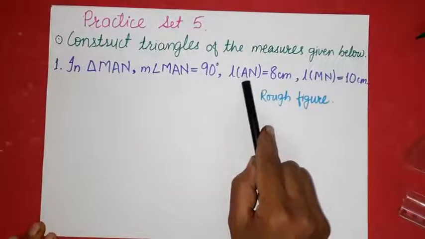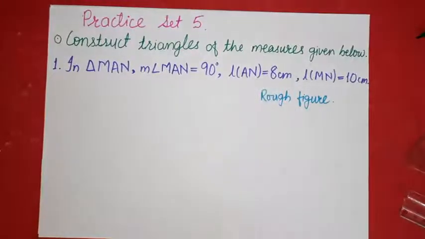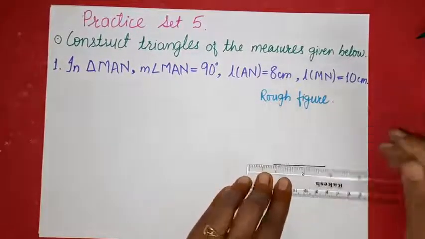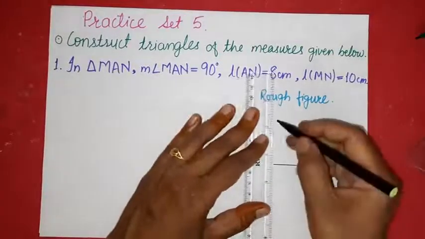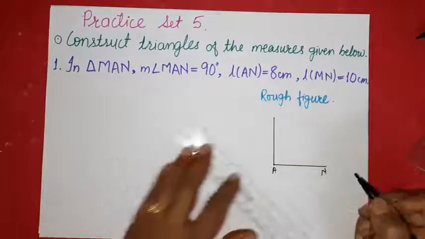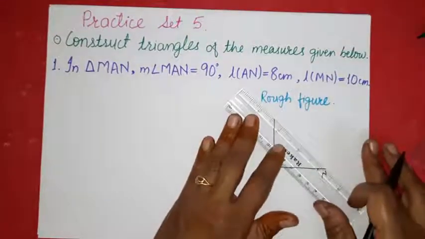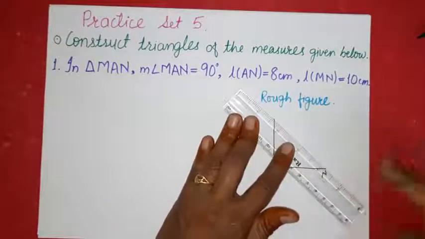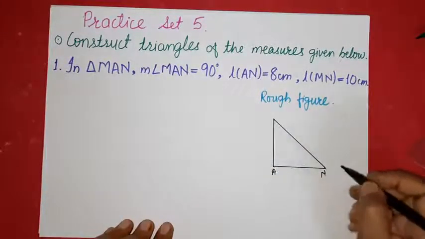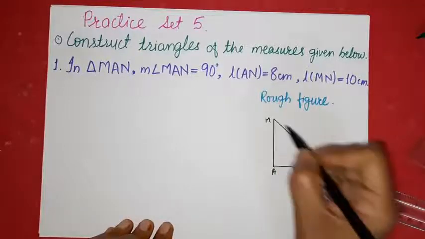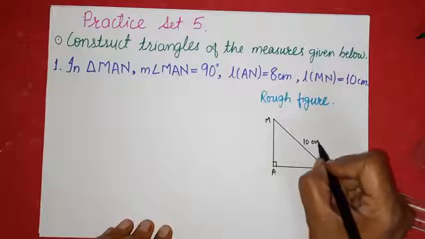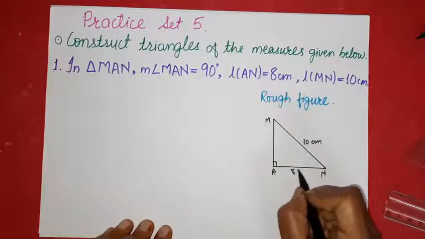So here while drawing the rough figure we will first draw AN as the base. We will draw a right angle at vertex A. Now write the name here AN and we will get the hypotenuse MN like this. Give the name here M. This is the right angle. Here the length of segment MN is 10 centimeter. Length of segment AN is 8 centimeter.